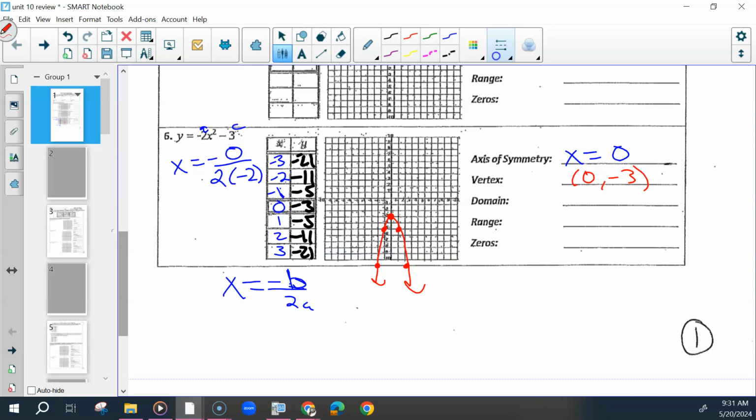Your domain is all your x values, left to right. Remember, you have to imagine that this keeps going down and left, down and right forever, in both directions. So that's all real numbers. You can write it either way. Negative infinity to infinity, or in set notation, x such that x is an element of all real numbers. Either one.